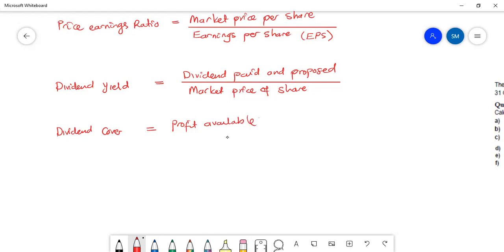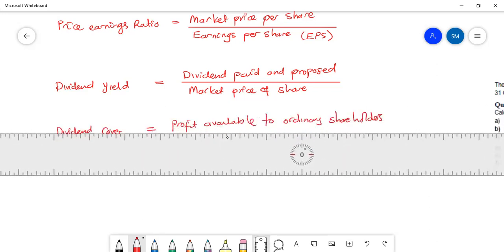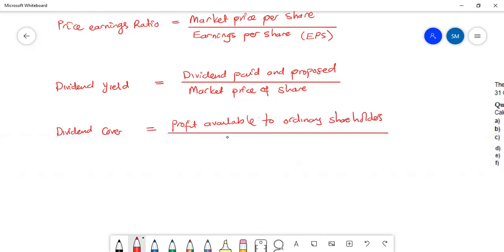The profit available to ordinary shareholders. And we said the profit that is available to ordinary shareholders is your net profit less your preference dividend. So that is the profit that is available to ordinary shareholders. And you divide that by your ordinary dividend paid.